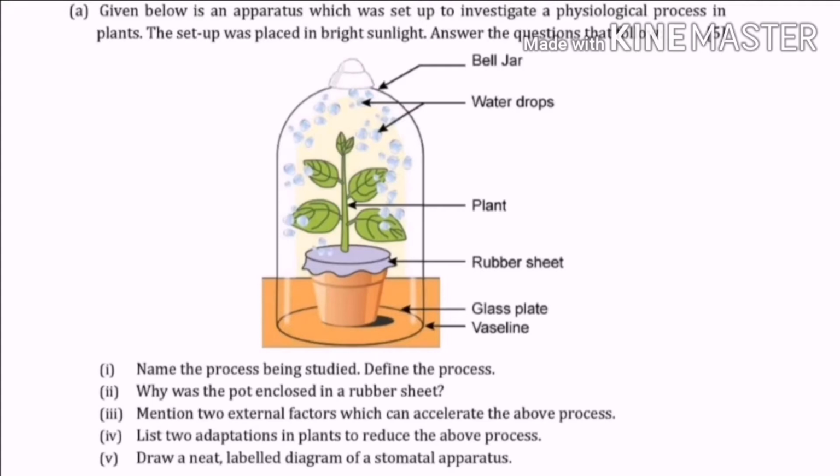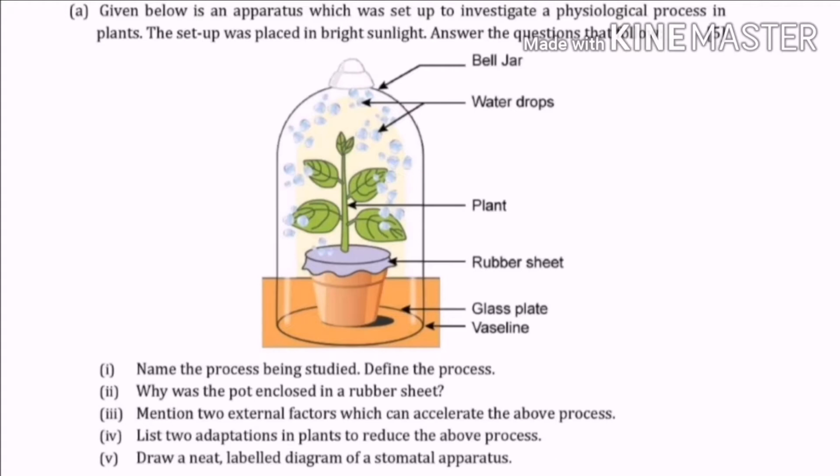So these were the small parts that I had to discuss, and it is important as it comes in the board every year. Now let us begin with the discussion of the previous year board question. The question is of 2019, which is given as: given below is an apparatus which was set to investigate a physiological process in plants. The setup was placed in bright sunlight. Answer the questions that follow it.